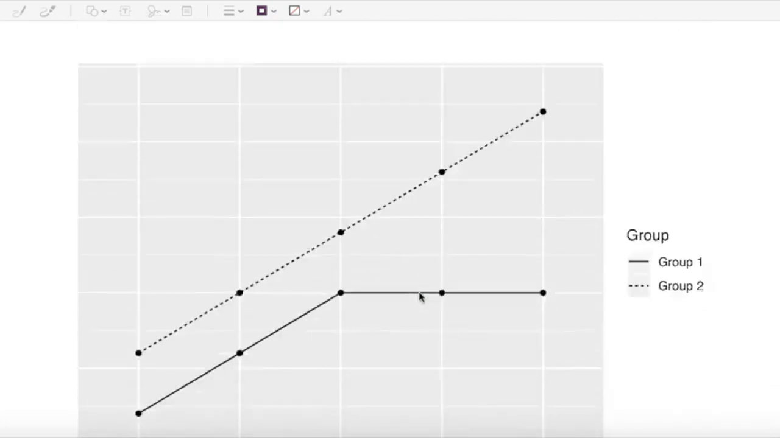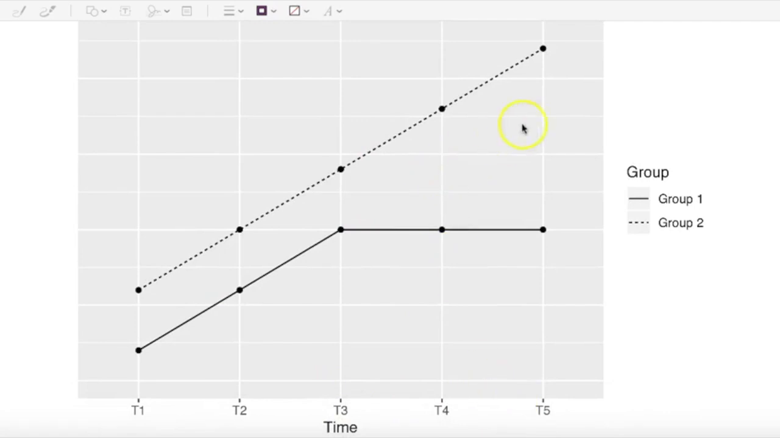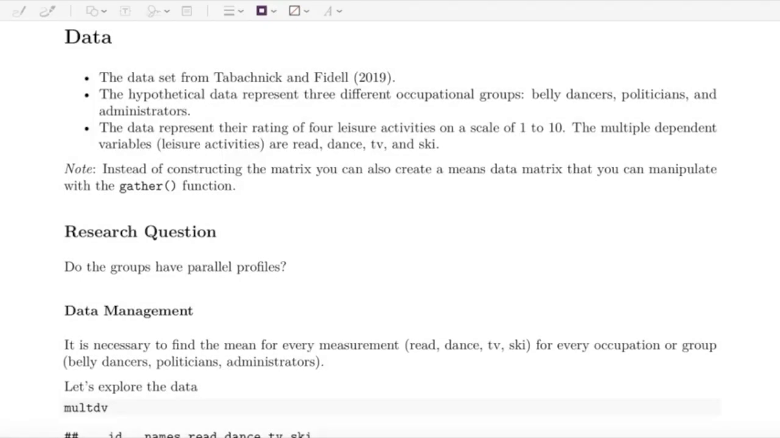You can also have the situation where people tend to think of the interaction as a real cross between the groups, but here they're no longer parallel. Once we get to the third time point, their profiles are no longer parallel. I don't know what happens here; you would need to know the literature to know what's happening. But I can tell you just by looking at the graph that the groups no longer have a parallel profile here. So let's actually do a data example for profile analysis.